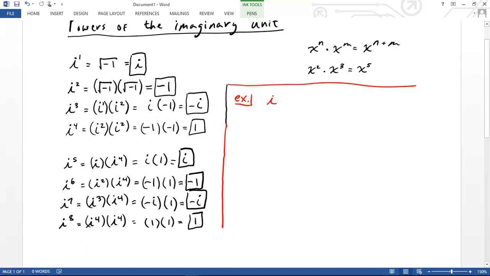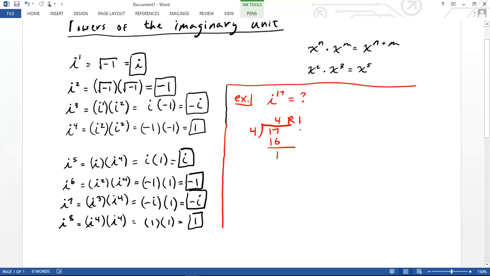What is i to the 17th? Well, here's what you do. You divide 17 by 4. So 4 into 17, 5th grade math. 4 times 4 is 16, and that's a 1. So the answer is 4, remainder 1.